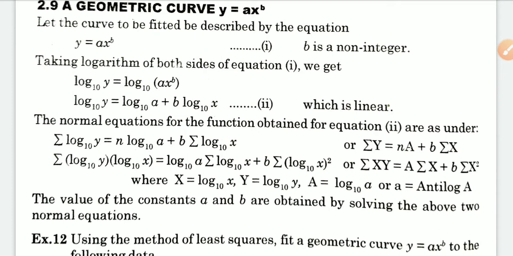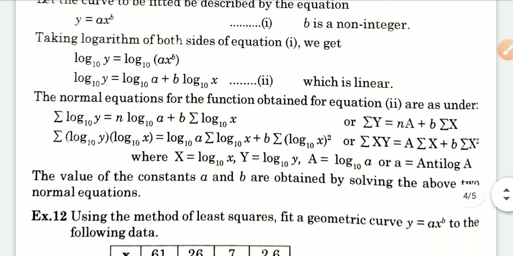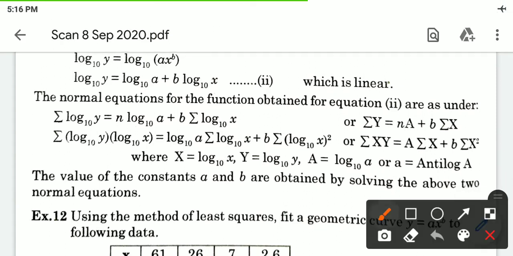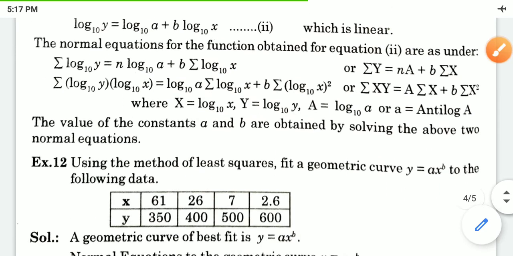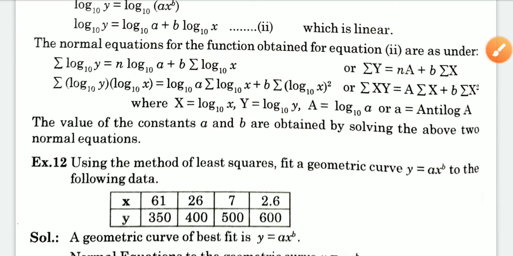y = a·x^b, where capital X is log10 x, capital Y is log10 y, capital A is log10 a. Also small a: if you take anti-log on both sides, you get the value of small a. Small a is the anti-log of capital A. The values of the constants a and b are obtained by solving the above two normal equations.